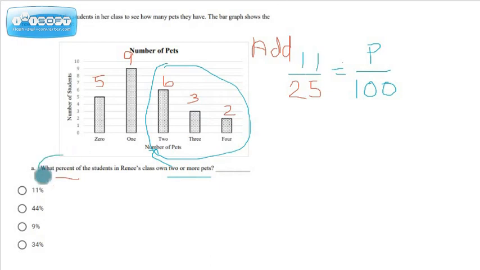Now remember, percent means some number out of 100. 25 is compatible with 100, so the only thing left to do is to multiply 11 times 4, and whatever this number is out of 100 is the same thing as taking that number and putting a percent sign after it. So look through the answer choices and pick that answer.